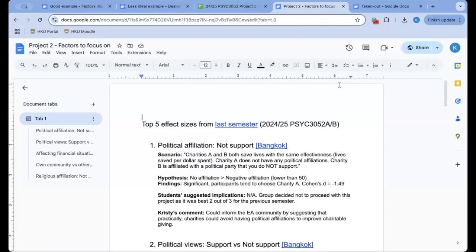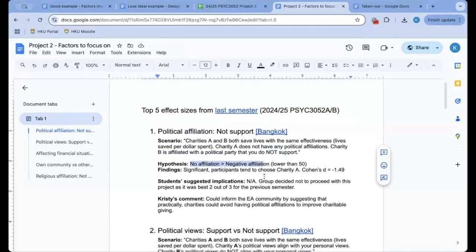The factor with the biggest effect size from last semester was political affiliation, not support. The scenario was that charities A and B both save lives with the same effectiveness, so the same lives saved per dollar spent. Charity A does not have any political affiliations, while Charity B is affiliated with a political party that you do not support. Their hypothesis was that more participants would choose no affiliation over negative affiliation, and this finding was found to be significant.